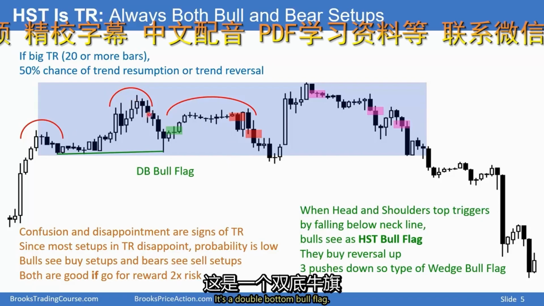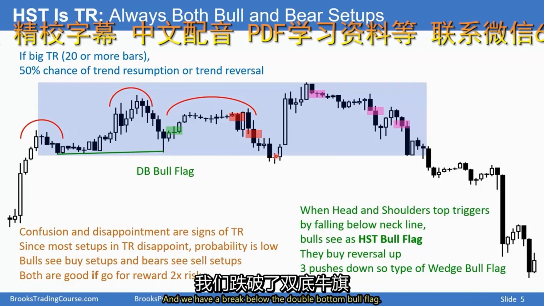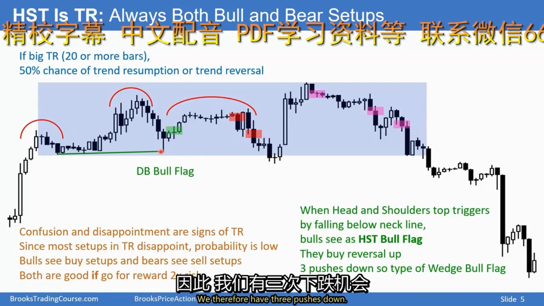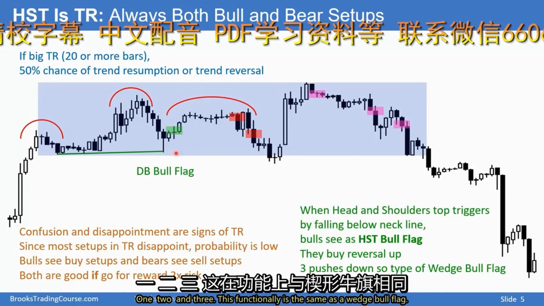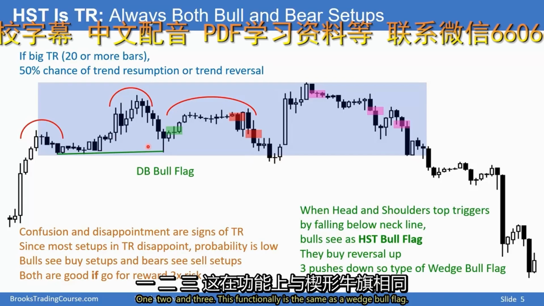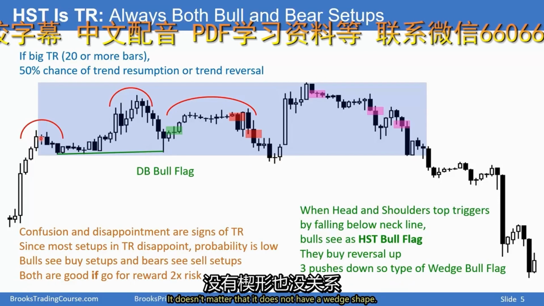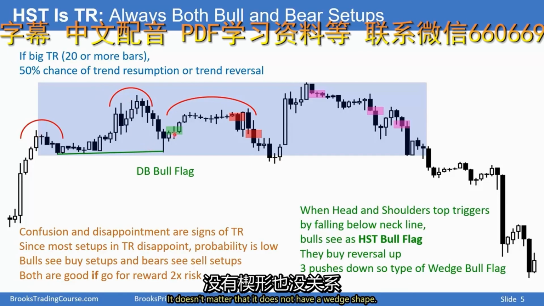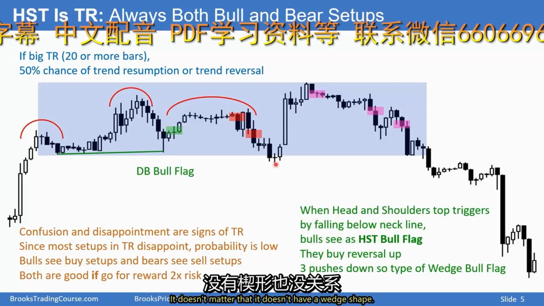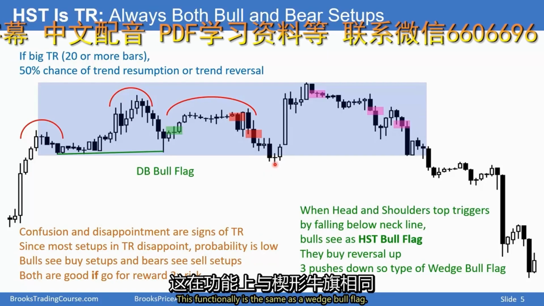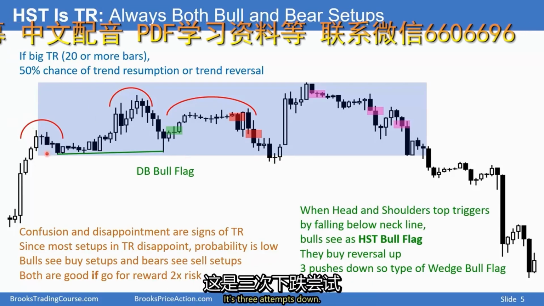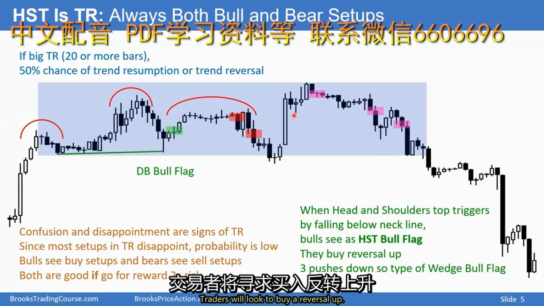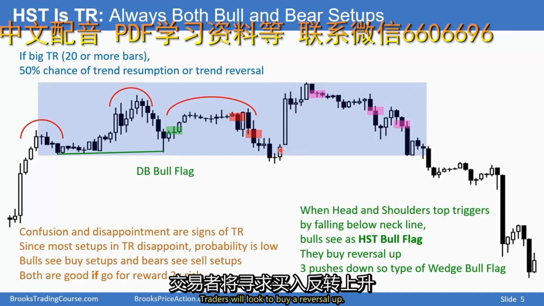Now, we have a head, a left shoulder, and we're breaking below the neckline. This is a double bottom. It's a double bottom bull flag, and we have a break below the double bottom bull flag. We therefore have 3 pushes down, 1, 2, and 3. This functionally is the same as a wedge bull flag. It doesn't matter that it does not have a wedge shape. It's 3 attempts down. Traders will look to buy a reversal up.